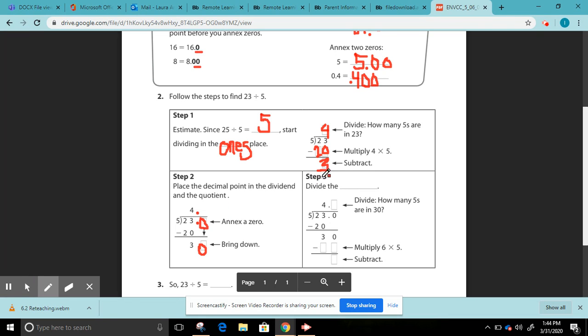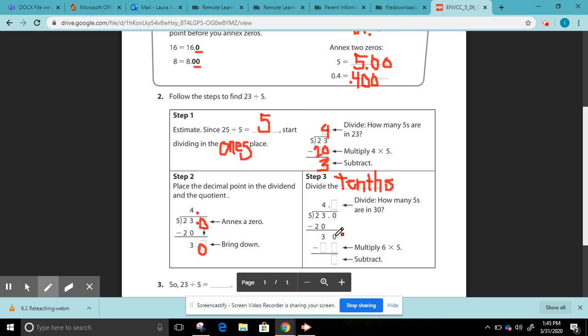Okay, so in step 3, we are going to divide now. What place is this? This is the tenths place, correct. So now we are going to divide the tenths. I'm writing that in here. The tenths place, okay? So we brought down our 0 and we got 30.